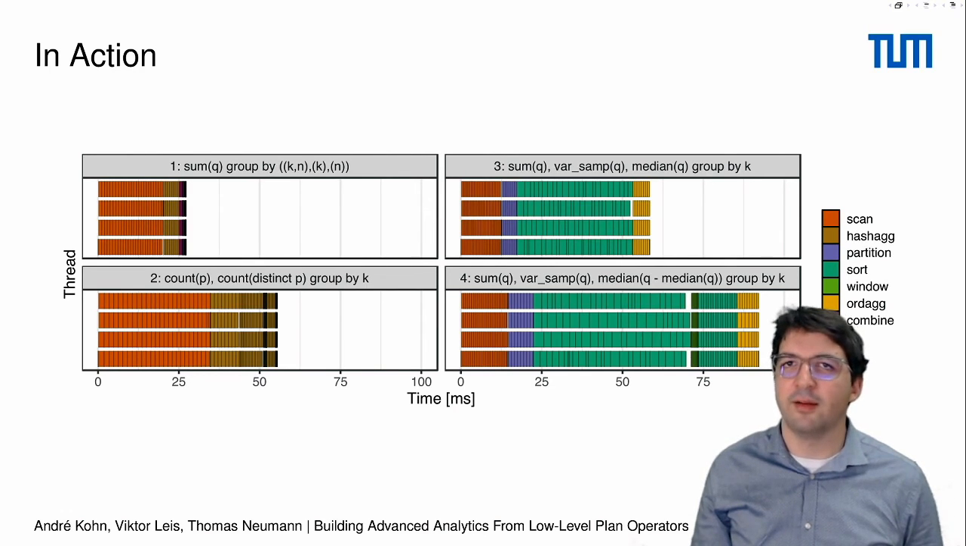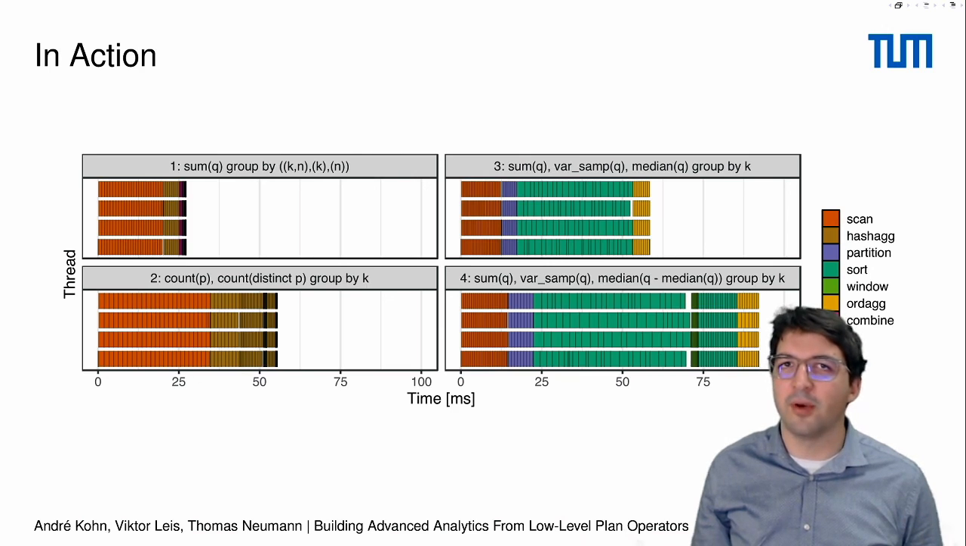We chose lineitem at TPC-H scale factor 0.5 and 4 threads for the traces to make the individual modules distinguishable. Query 1 sums up lineitem quantity grouped by grouping sets of supplier key and line number. The plan first groups all tuples by the composite key and then reaggregates the small number of results by the individual keys. Query 2 counts part keys grouped by supplier with and without distinct qualifier.